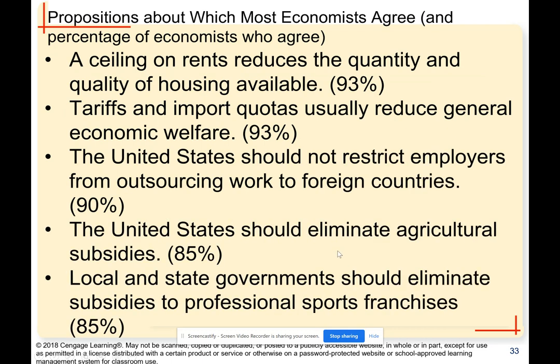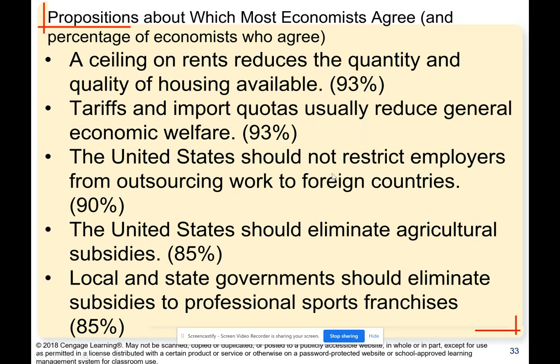Here are some propositions about which economists agree and the percentage of economists who agree. A ceiling on rent reduces the quantity and quality of housing available. 93% of economists agree, which means rent ceiling or rent controls are a bad idea. Tariffs and import quotas usually reduce general economic welfare. 93% of economists agree. Free trade is a good thing. Barring trade or discouraging trade is a bad thing.